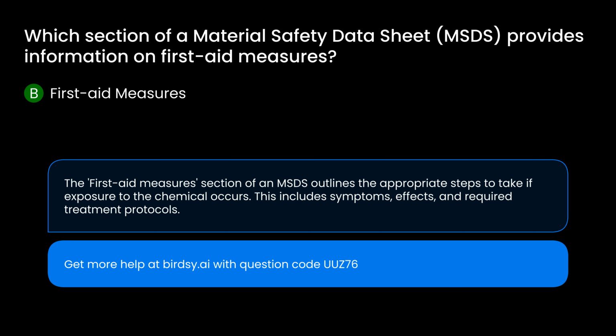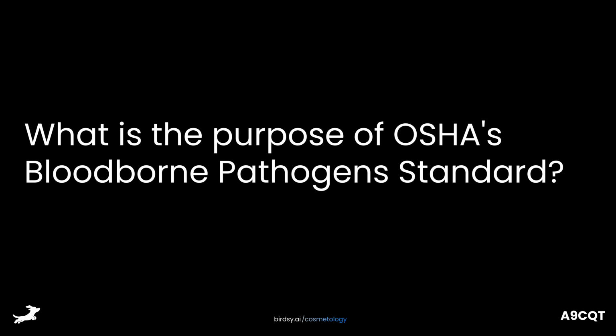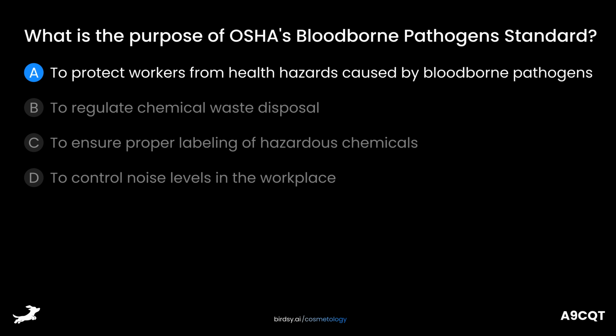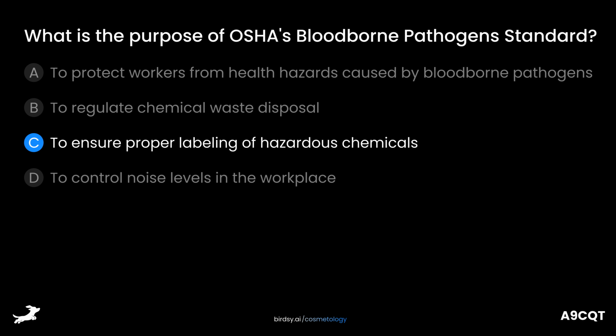The first aid measures section of an MSDS outlines the appropriate steps to take if exposure to the chemical occurs. This includes symptoms, effects, and required treatment protocols. What is the purpose of OSHA's Bloodborne Pathogen Standard? Is it A, to protect workers from health hazards caused by bloodborne pathogens? B, to regulate chemical waste disposal? C, to ensure proper labeling of hazardous chemicals? Or D, to control noise levels in the workplace? The answer is A, to protect workers from health hazards caused by bloodborne pathogens.